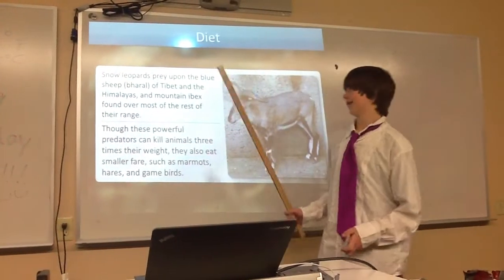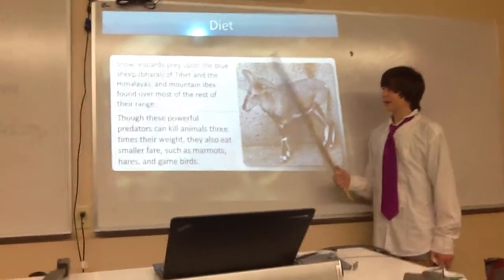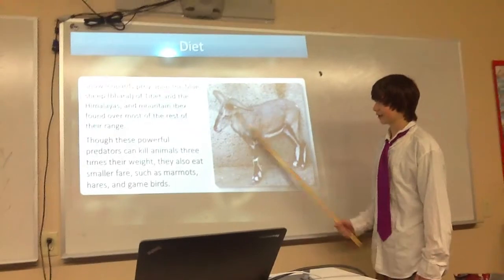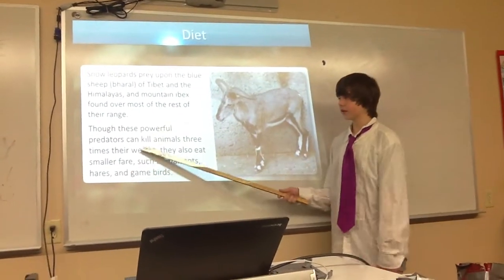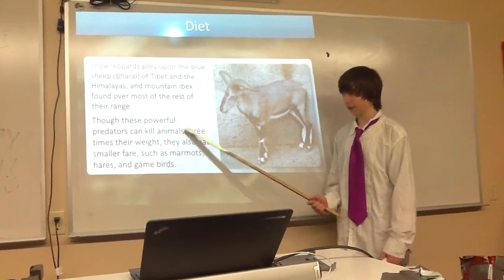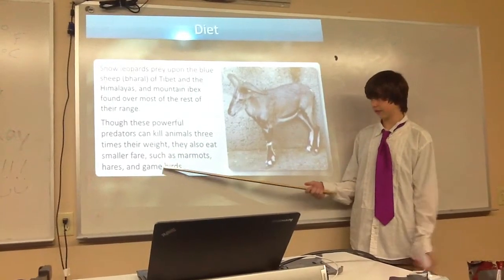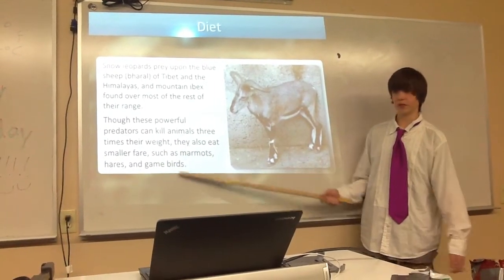Their diet. This is the blue sheep. It's kind of got a weird name. Though these powerful predators can kill any animals 3 times their weight, they also eat smaller fare such as marmots, hares, and game birds.